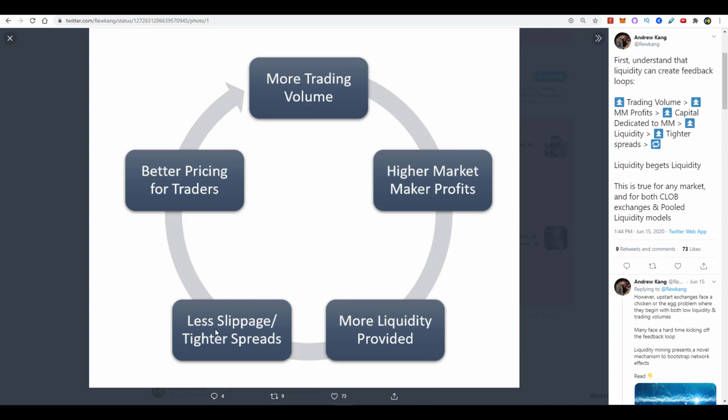If that happens, they'll get less slippage, tighter spreads, but they'll also see fees reduced. And because that results in better pricing for traders, more of them will come and trade. This will increase the trading volume, and since there's more trading volume now, the liquidity providers will make larger profits. And if the rates go up, more liquidity providers will come in to provide additional liquidity.